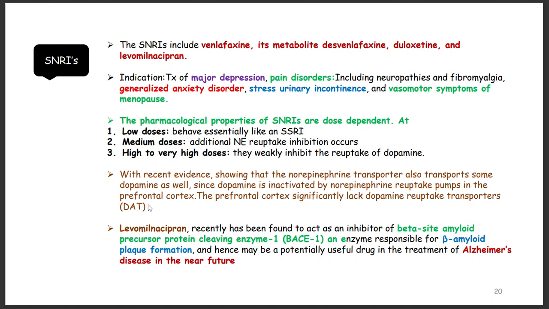So they actually found out, because we don't have a transporter for dopamine, why is it reducing? It is transported together with the norepinephrine. Okay.